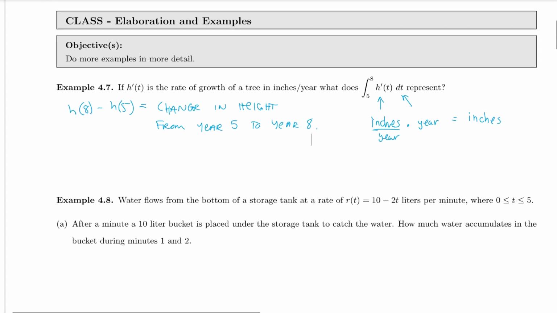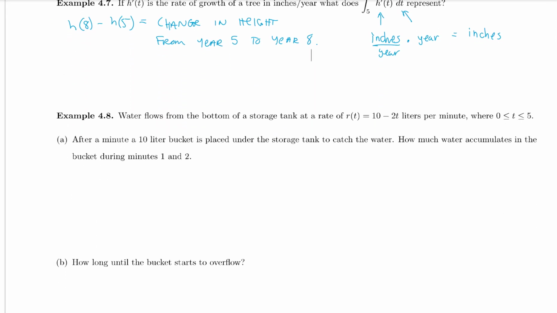So let's go ahead and carry that theme to the second example here, example 4.4.8. Water flows from the bottom of a storage tank at a rate of 10 minus 2t liters per minute, where t is in between 0 and 5. It makes sense that t is in between 0 and 5 because we're starting at time 0, and then we have to stop at time 5 because that's when our rate hits 0.